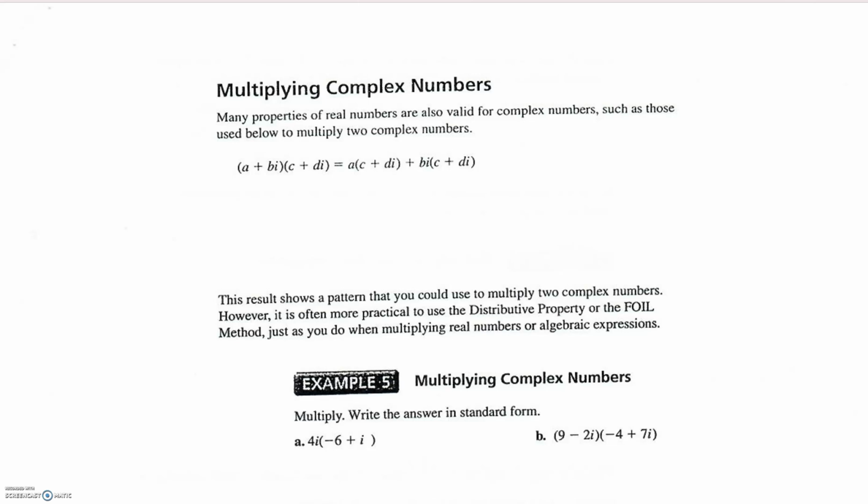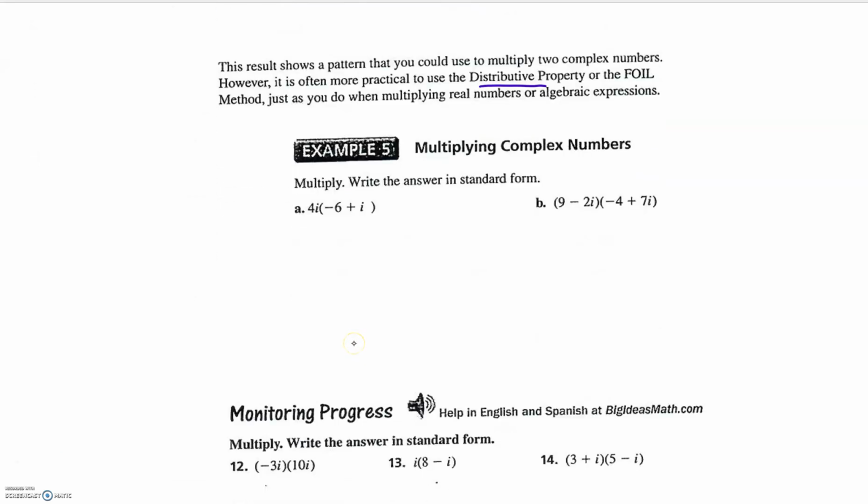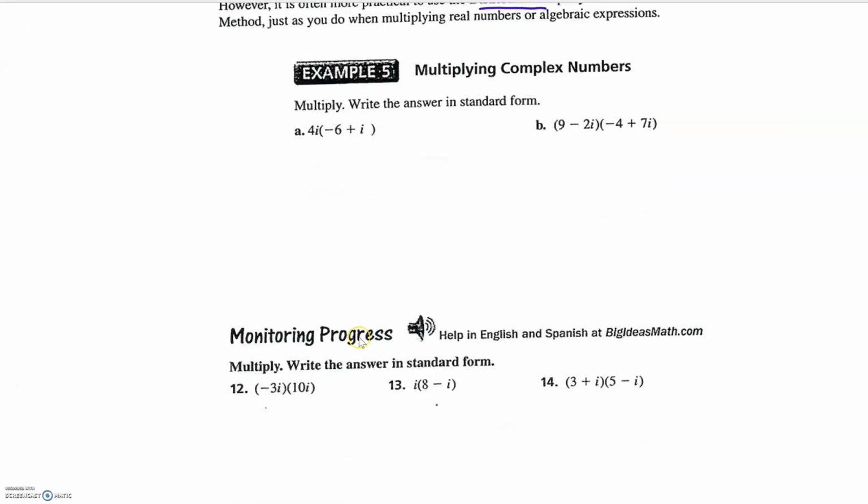Alright, third video, we're going to talk about multiplying complex numbers. We're not going to worry about any of this. We're going to treat the i like a variable, except we're going to use the fact that i squared is -1. So in practice, we use the distributive property, we use FOIL, we use the table method for multiplying, and we use i squared equals -1.